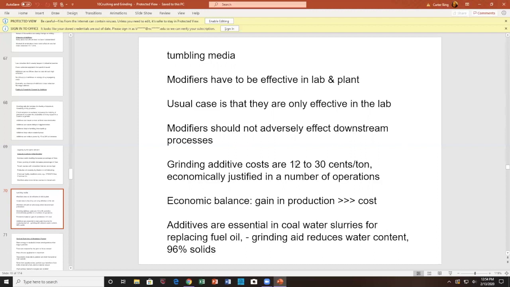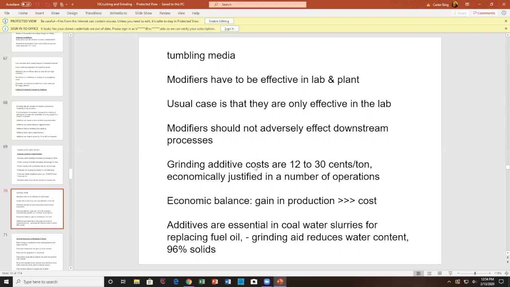Grinding additives cost maybe 12 cents to 30 cents a ton. That's not bad. And economically justified in a number of operations. Basically, a gain in production is far, far, far more important than the cost of the additives.